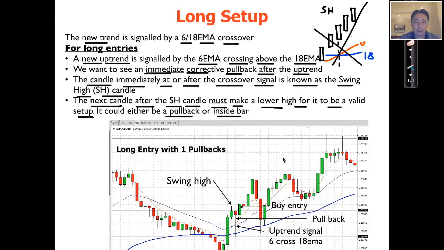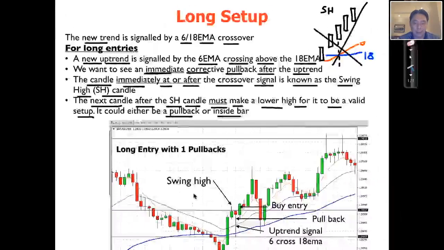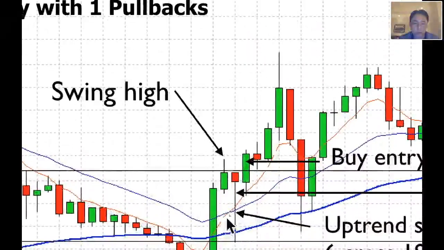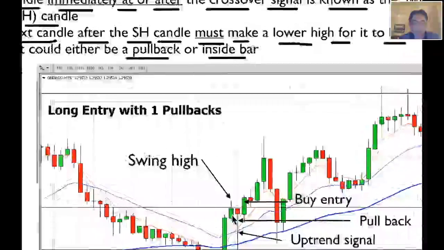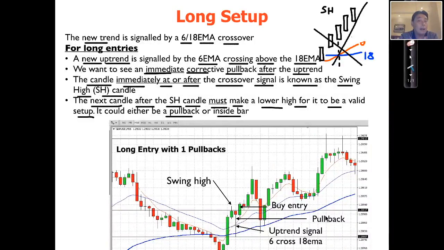So in this case, let's take a look at this chart. This is the pound dollar. Again, I'm looking at the 50-minute candles. Okay, so notice that we have got the cross over there, right? And right at the cross, we have got the swing high candle. That's a swing high candle because it's right at the cross, and right after the swing high, we have got a pullback candle, right? That makes a lower high and a lower low, right? That's a pullback candle. So there we have got the long setup.